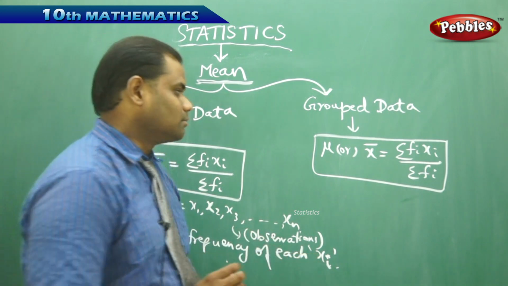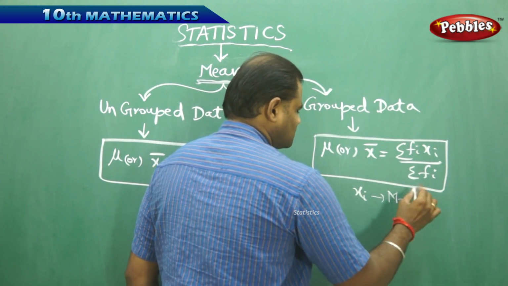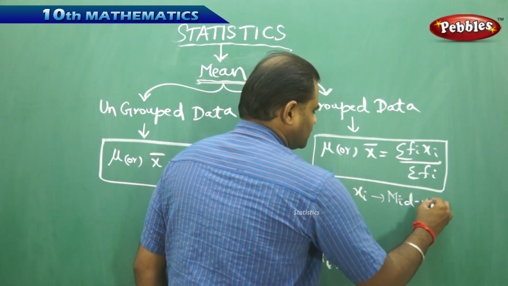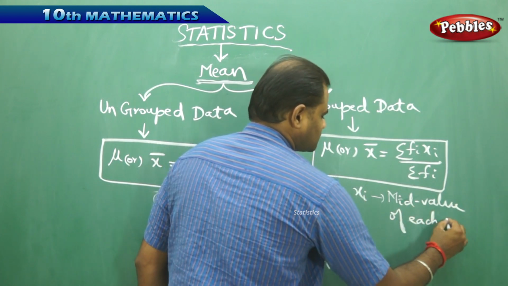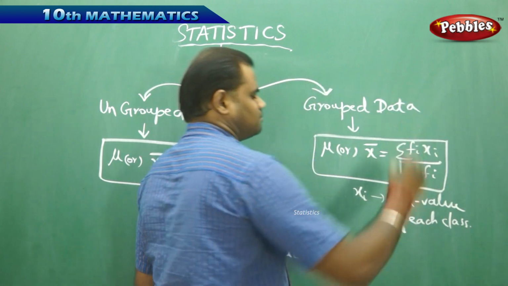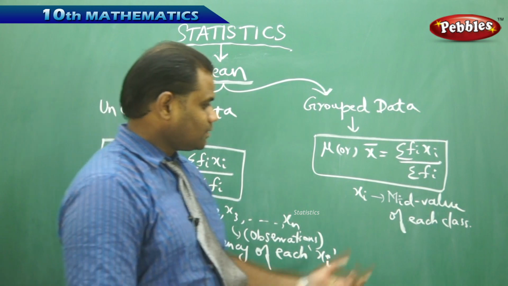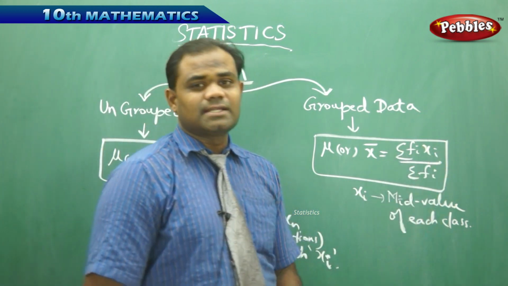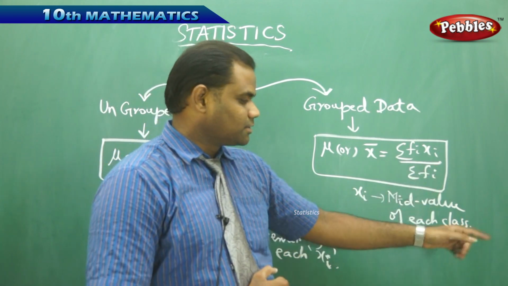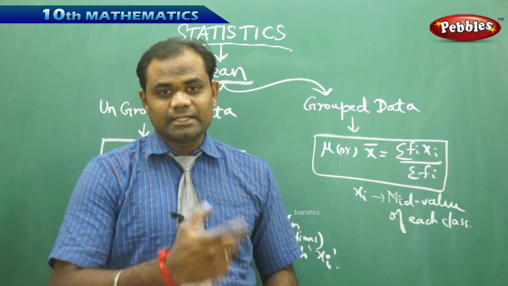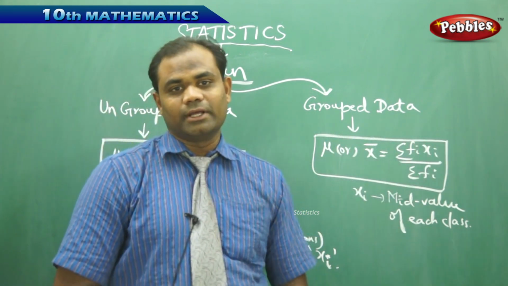x1 to xn, but here xi is the mid value of each class. So when we come to the grouped data, the only thing which differs is that frequency is the same, but xi, because it is in the group form, we take as the mid value of each class interval. So let's see that in brief when we come to the example problem for the grouped data.